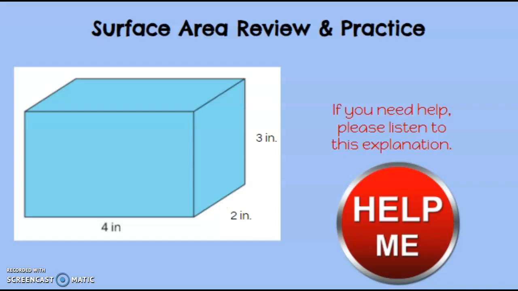The last thing we need to do is figure out what is the area of both of those sides. So for this side, we have a base of 2 inches and a height of 3 inches. So we're just going to multiply those together. So you have 6 inches squared for the right side and 6 inches squared for the left side.